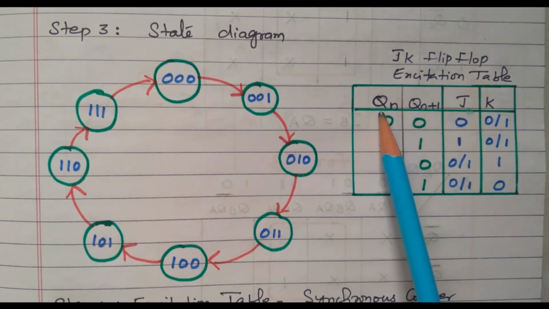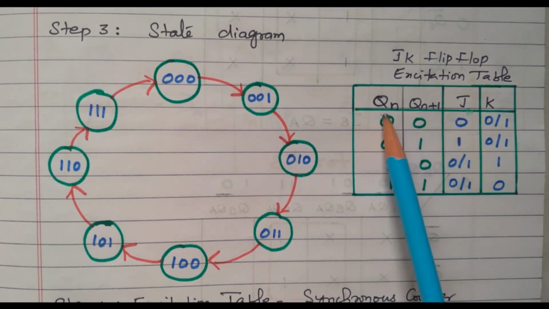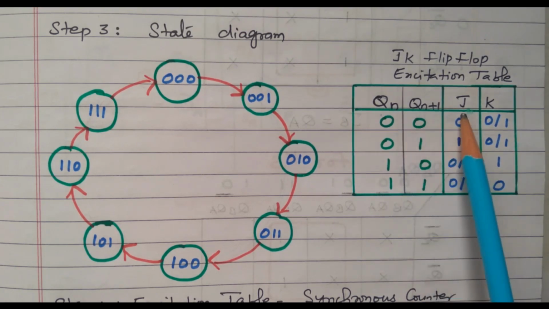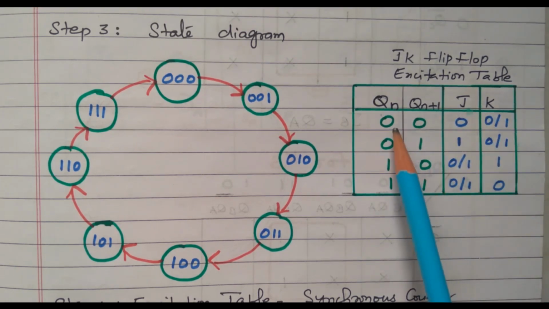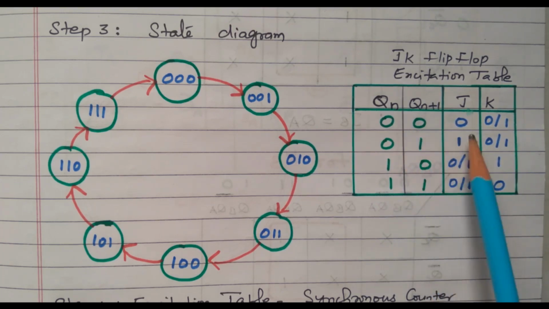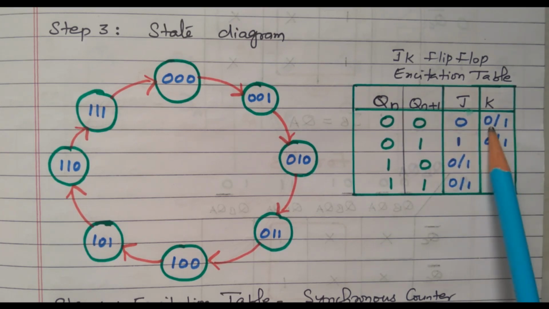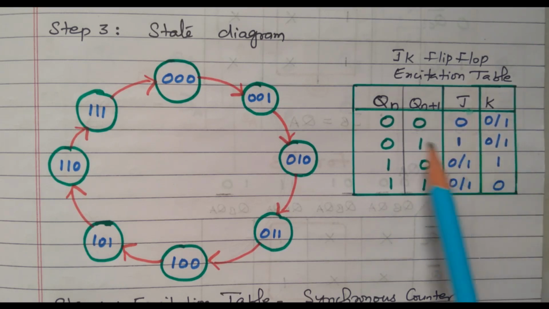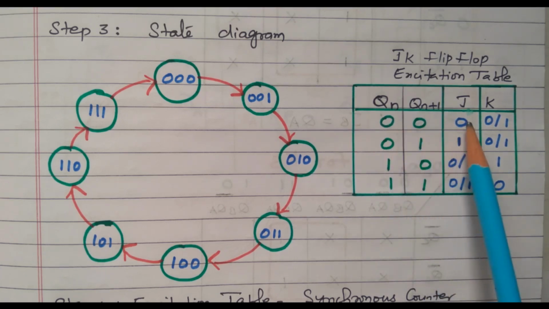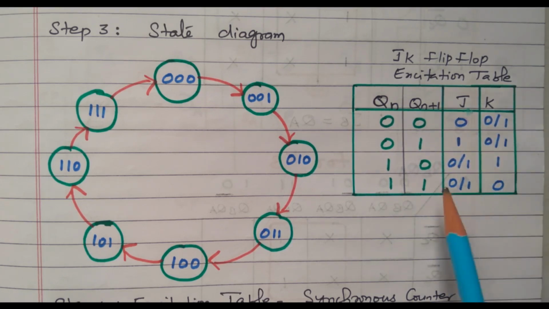So this Qn is nothing but the current state, present state. Qn plus 1 is the next state, right? So present state, next state, and J and K are the 2 inputs. For example, current state is 0 and next state also 0. Both are 0, what input is required for JK? J is 0, K may be 0 or 1. That is X. X refers to 0 or 1, that means either 0 or 1, right? So for the current state and next state both 0, J is 0, K is 0 or 1.